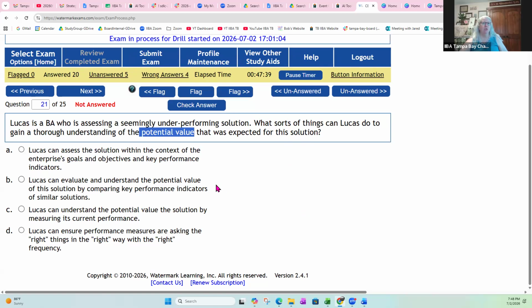B: Lucas can evaluate and understand the potential value of this solution by comparing key performance indicators of similar solutions. C: Lucas can understand the potential value of the solution by measuring its current performance. D: Lucas can assure performance measures are asking the right things in the right way with the right frequency. Which one of these will help him with potential value, guys? Remember what the definition of potential value is, and that will lead you to the answer.